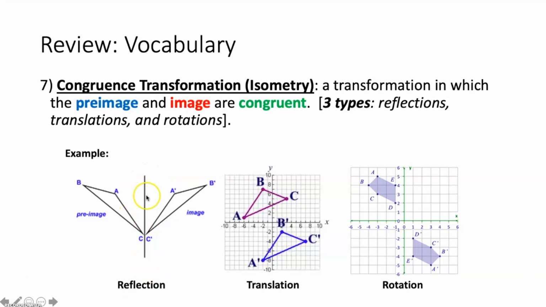So here you can see after a reflection in this line, the pre-image, triangle ABC, is still congruent to its image, triangle A prime, B prime, C prime. Same thing over here, triangle ABC, our pre-image, is still congruent to its image, triangle A prime, B prime, C prime, after a translation down and to the right. And you can see this five-sided figure right here, our pre-image, pentagon A, B, C, D, E, is still congruent to its image, pentagon A prime, B prime, C prime, D prime, E prime, after a rotation 180 degrees about the origin. That's why they're called congruence transformations.